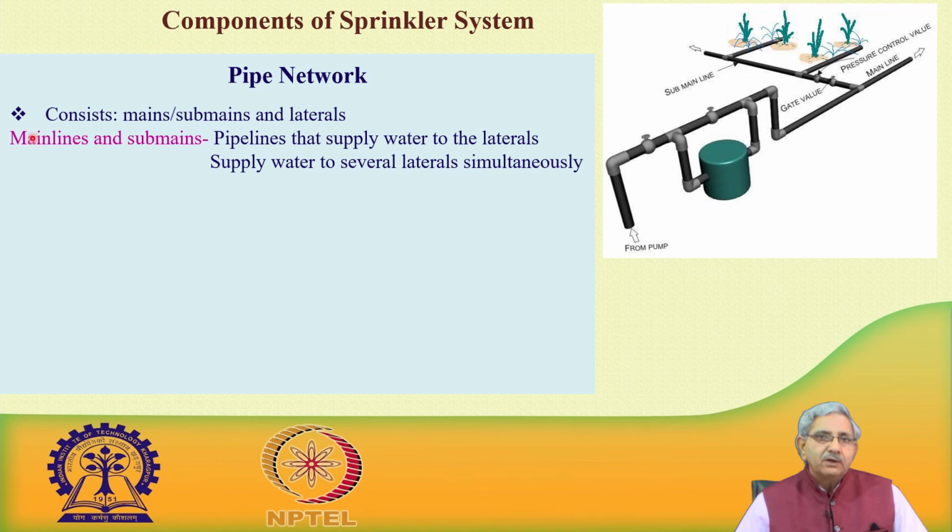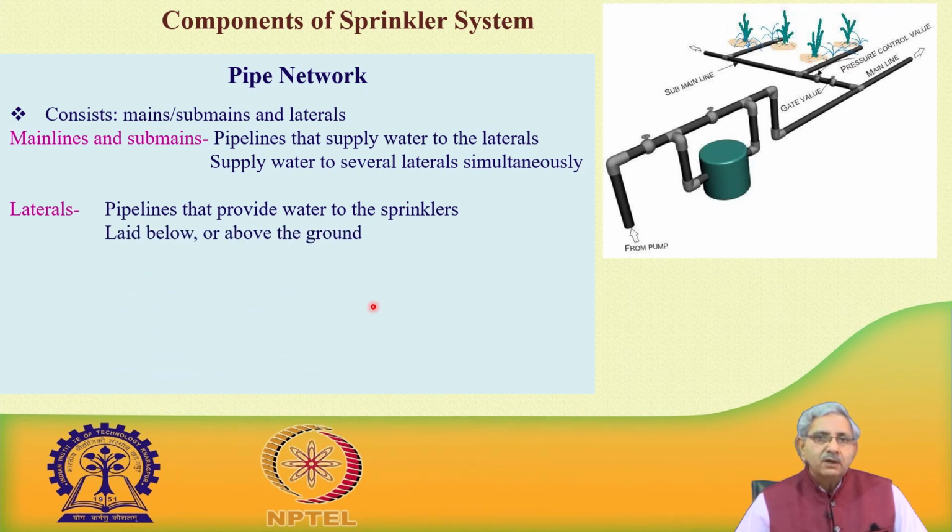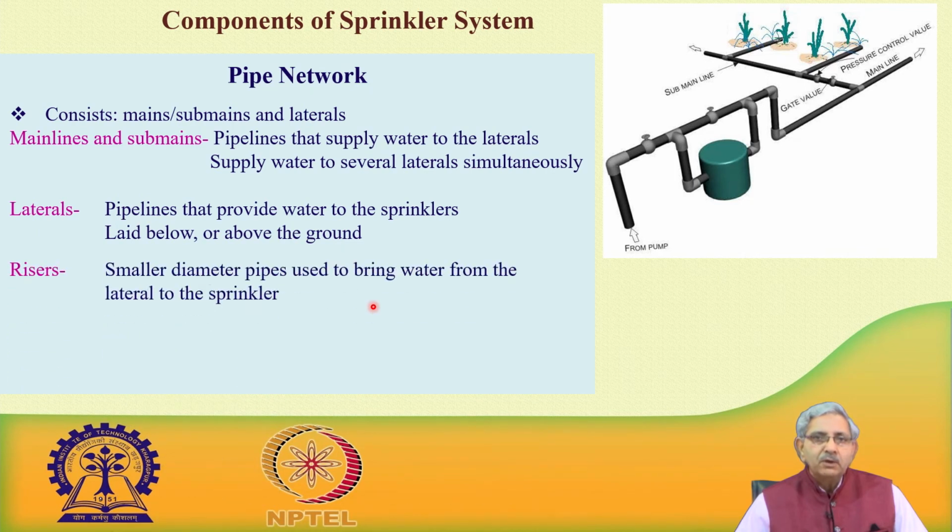Pipe network, as I told you, are the main or sub-main pipelines, and the main or sub-main pipeline supplies water to the laterals. These are normally made up of PVC or HDPE. Laterals supply water to the sprinklers. They can be laid below or above the ground level.